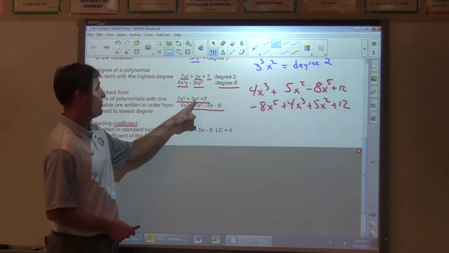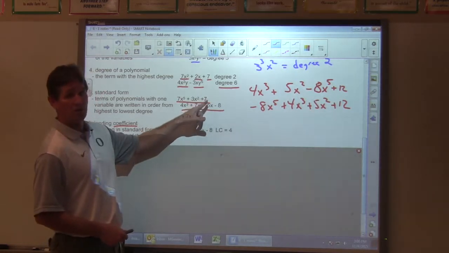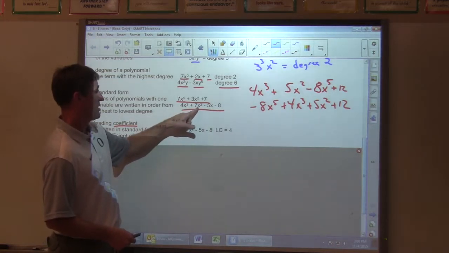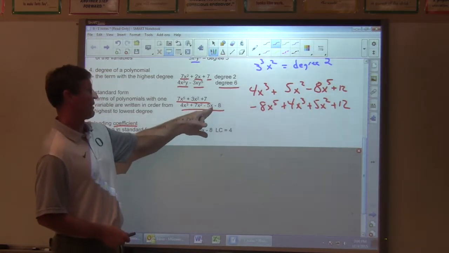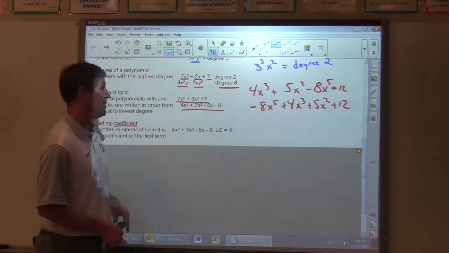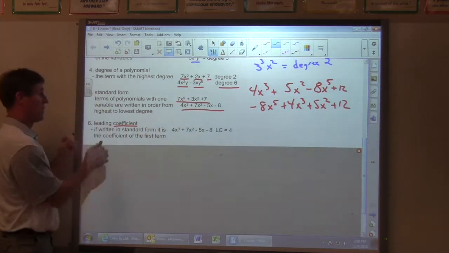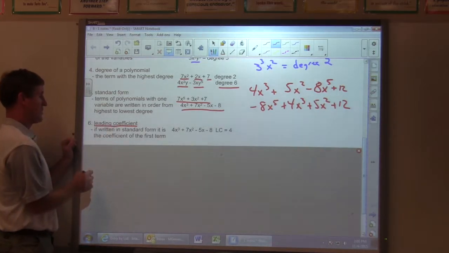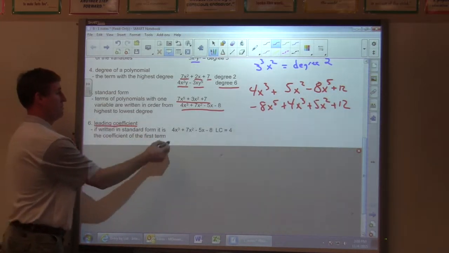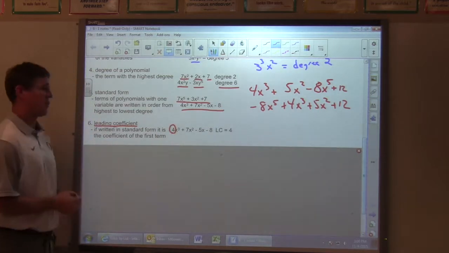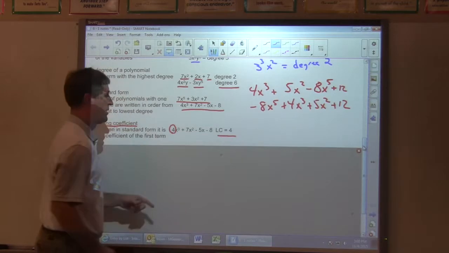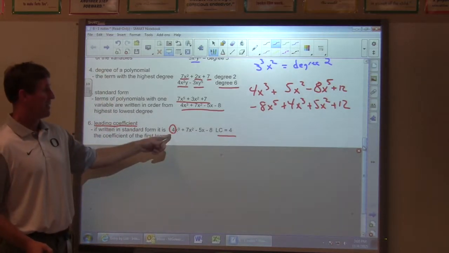This term would have a coefficient of 3. There's no variable, so there's no coefficient. The coefficient of 4x to the third is 4. 7x squared is 7. Negative 5x is negative 5, and then nothing with the next one. So the coefficient is the number multiplied to the variable. So the leading coefficient, if it's in standard form, is the coefficient of the first term. So the leading coefficient in this case is 4 because it is here.